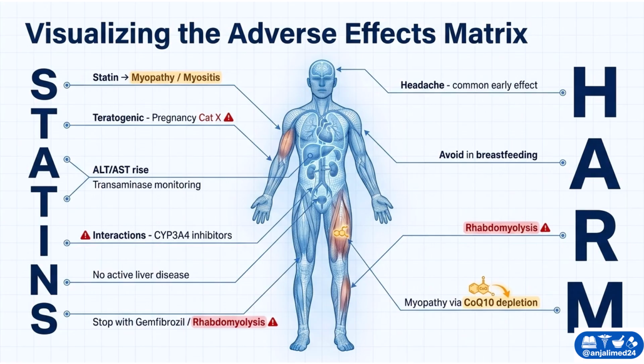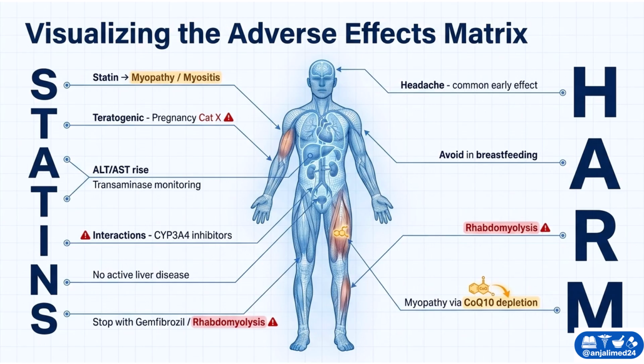Let's bring it all together with a quick visual memory map. Think of statins and remember STATINS. S for skeletal muscle, myopathy and myositis. T for teratogenicity, absolutely contraindicated in pregnancy. A for ALT and AST elevation, so keep an eye on liver enzymes.